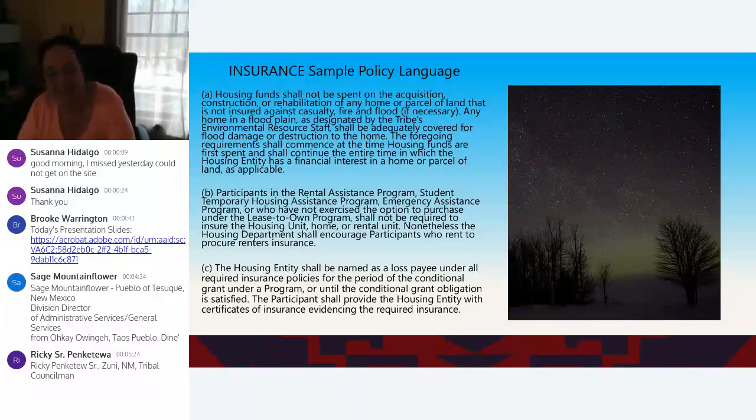Participants in your rental assistance program, programs that don't count basically toward the insurance requirements, temporary housing, emergency assistance, or those who do not exercise the option to purchase under your lease to own, shall not be required to insure their housing unit, home or rental unit. Nevertheless, the housing department shall encourage participants who rent to procure renter's insurance. So we always did that. Your housing entity shall be named as a loss payee under all required insurance policies for the period of the conditional grant under a program. Okay, so it's going to go hand in hand with your useful life requirements, or until the conditional grant obligation is satisfied.